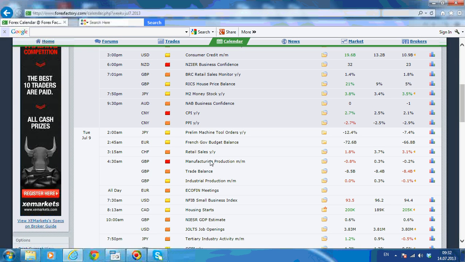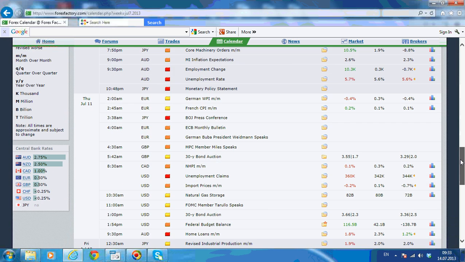See the manufacturing production in the United Kingdom, most likely to affect the Great Britain pound. So you have here minus 0.2 was the previous one, 0.3 were the expectations, and minus 0.8 was the actual release, and so on and so forth.